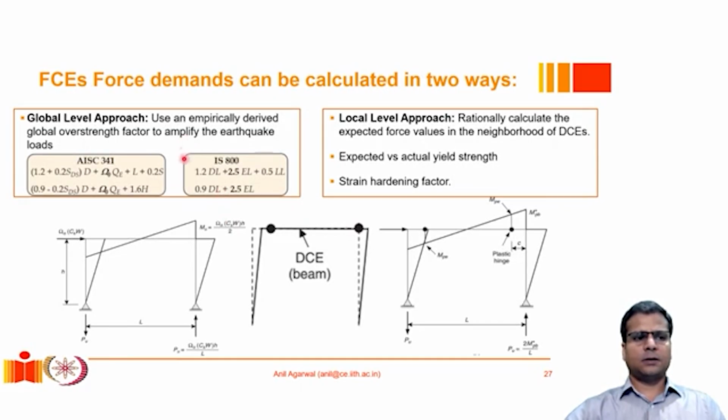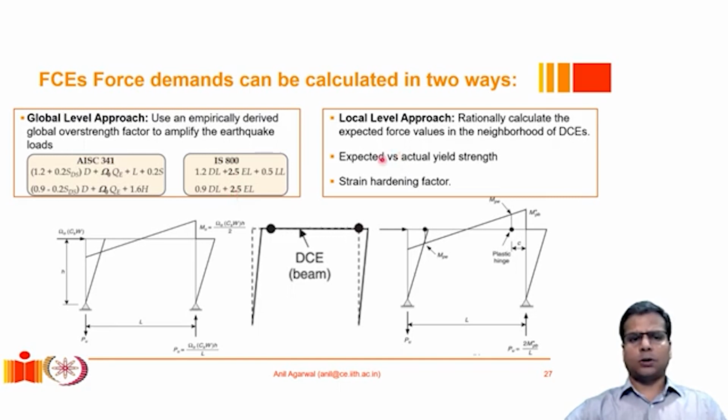So as we had just discussed, the force demand in FCEs has to be calculated by amplifying the earthquake force by the overstrength factor. The American Standard Code gives you explicit values of overstrength factor, omega naught. These omega naught values are different for different types of structural systems. We will talk about the values in a minute. So those respective omega naught values have to be used. In the Indian code, however, in IS 800, the overstrength factor is not mentioned explicitly. It is present in the form of this factor 2.5, which is a constant value, and for all different types of structural systems, the same value needs to be utilized.